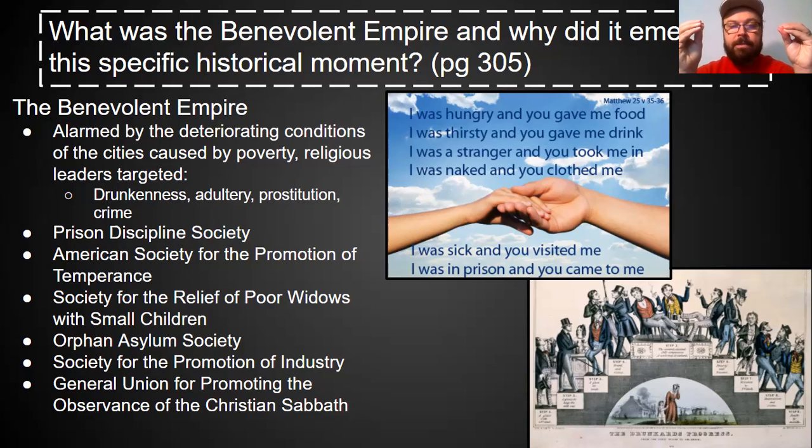Number one, yes, there is almost an army of middle-class women who are going into these poor neighborhoods and creating organizations that are meant to help, right? I'm not trying to do some sort of a religious class here, and I would be the wrong person for it anyway, but this passage right here speaks directly to what this whole Benevolent Empire is about. Matthew 25 verses 35 through 36.